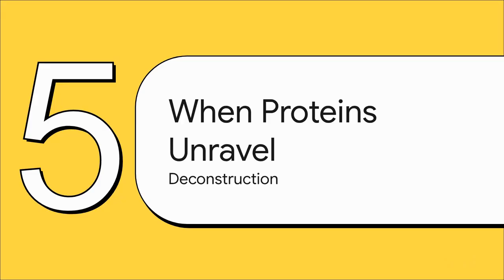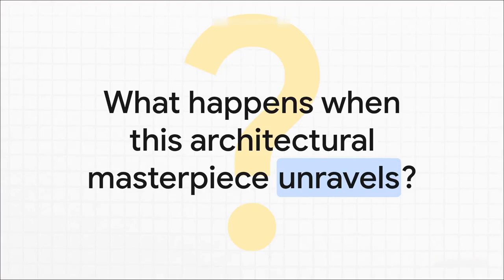But here's the thing. For all their strength and complexity, these protein structures are actually incredibly delicate. They exist in this perfect, fragile balance. And if you disturb that balance, the whole masterpiece can fall apart. So what happens when things go wrong? When this carefully built molecular machine just collapses?